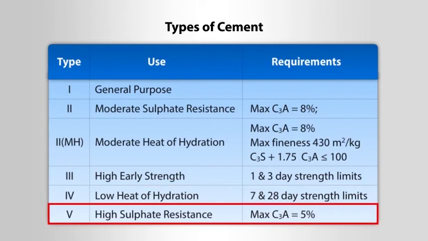A type 5 cement is a high sulfate resisting cement. Again, the chemistry of that cement is controlled so that it does not cause problems when concrete comes into contact with sulfates. And that is essentially what's available in California and Nevada on the west coast of the US.